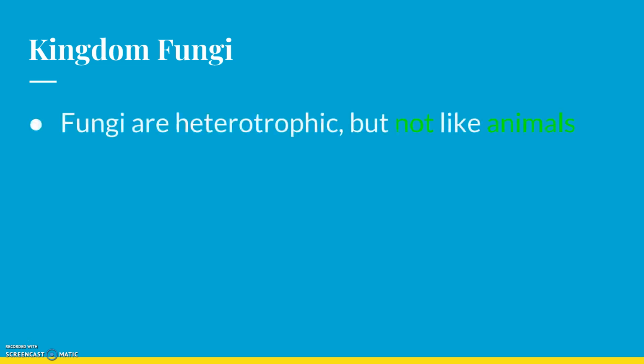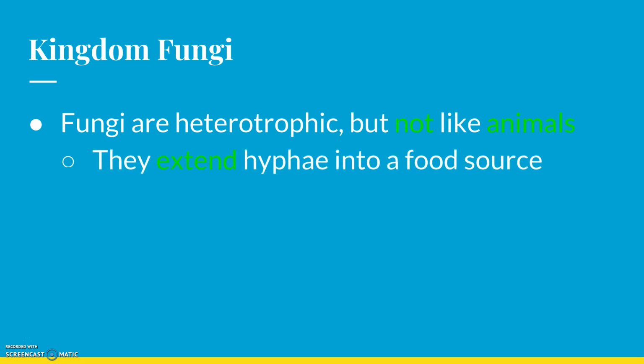So fungi are heterotrophic, but not quite like animals. So as an animal, you are an animal because you're a human. You have a mouth hole. So when you get hungry, you go put food in that hole. Oreos or pizza or whatever else you like to eat. Fungi don't have a hole. They don't have a mouth hole. So they have to use their hyphae, those little tubes that we just talked about on the last level.